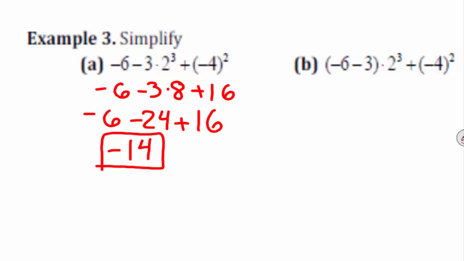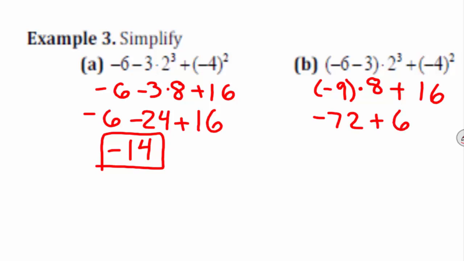Alright, next one, we have to get rid of those parentheses and the exponents. We can do negative 6 minus 3 and get negative 9. 2 to the 3rd power is 8, and negative 4 squared is 16. Now we need to work out the multiplication and get negative 72 plus 16. And then we just have to do negative 72 plus 16. What do we get? Negative 56. Very good.